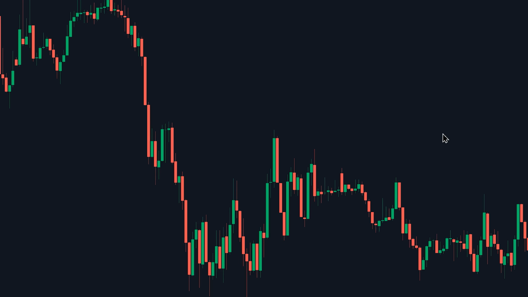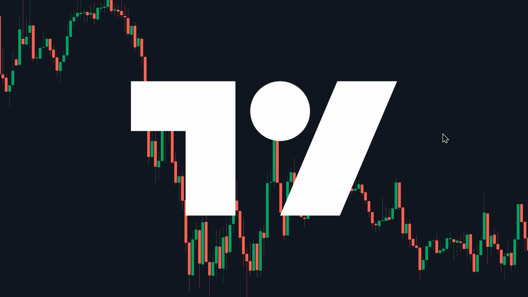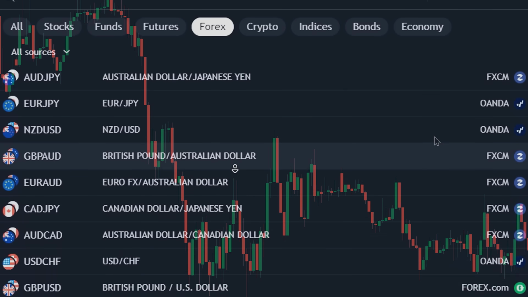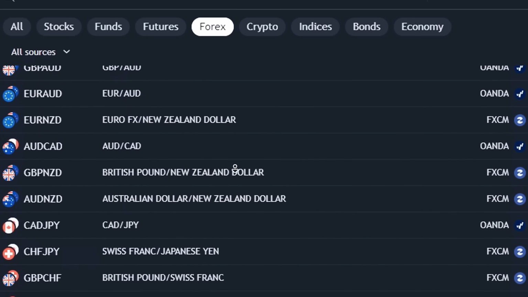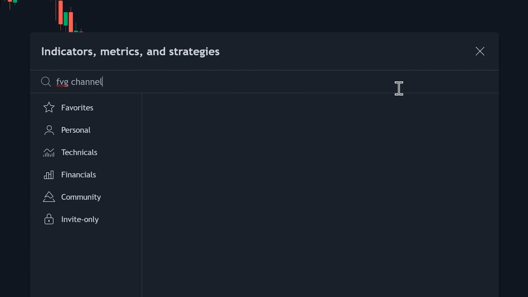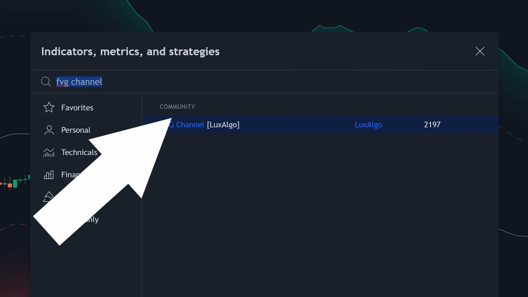Now, to get started with this indicator, you want to go to TradingView, the trading platform that I'm going to be using. If you need to sign up, there's going to be a link in the video description for you to do that. And then you want to load any trading asset that you like. After that, click on Indicators and type in FVG Channel. Make sure to select this one by Lux Algo.